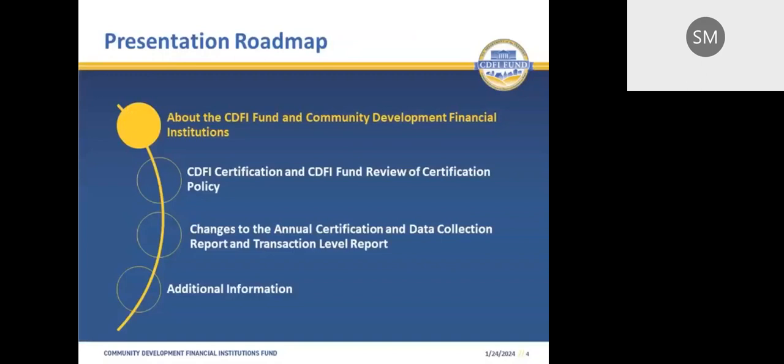As a preview, during this presentation, we will provide background on the CDFI Fund and Community Development Financial Institutions, discuss the CDFI certification and our review of certification policy, and review the revised Transaction Level Report, TLR, and the Annual Certification Report, ACR, as well as provide additional information.